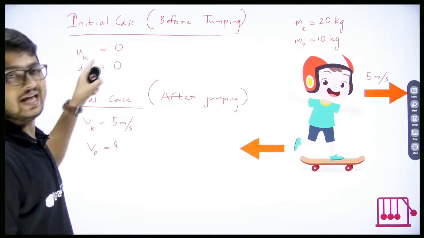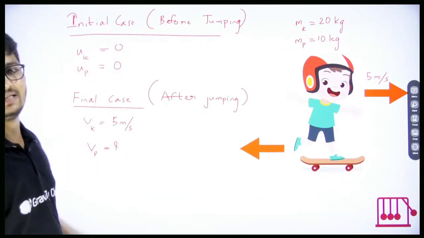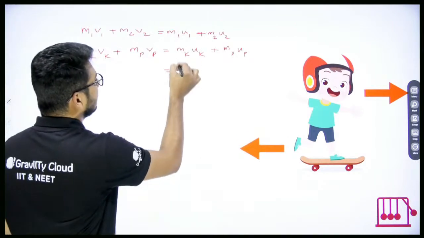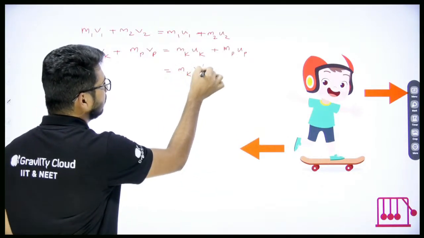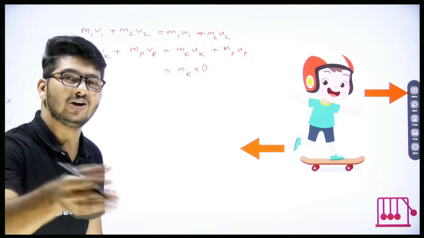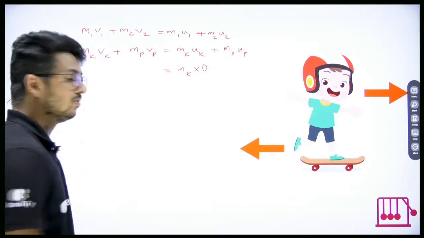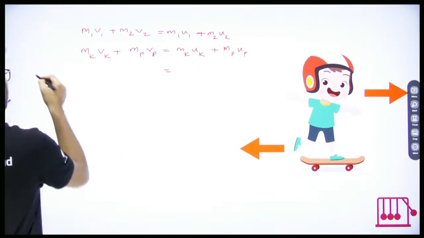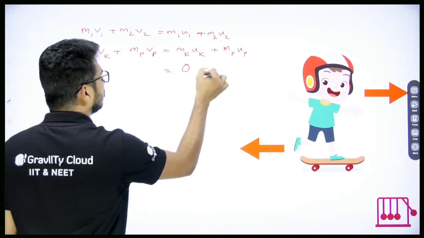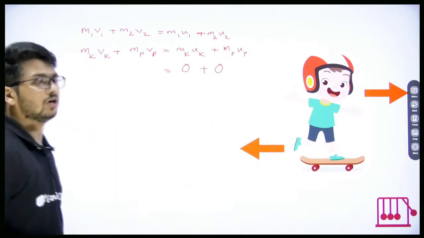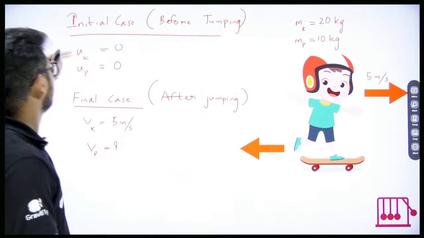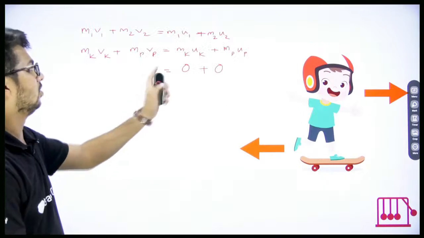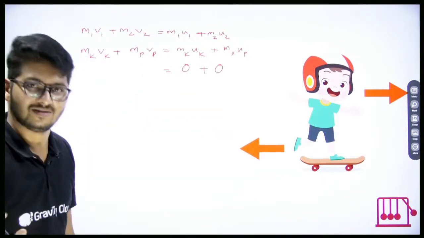How? UK is 0, UP is 0. So here MK into 0. Anything into 0 is 0. Yes or no? MK is 20, doesn't matter. 20 into 0 is 0. So you can say here it is 0. UP is also 0. Both of them are 0, UK and UP. So 0 plus 0, you will get 0.